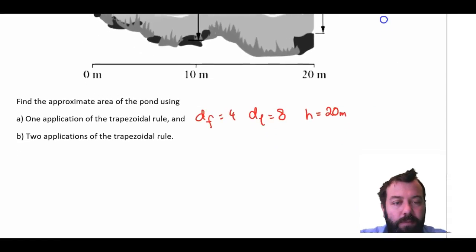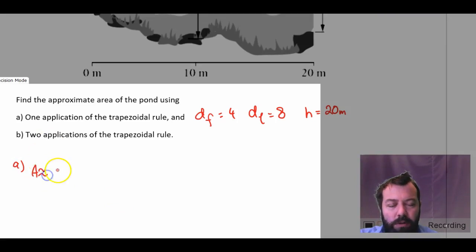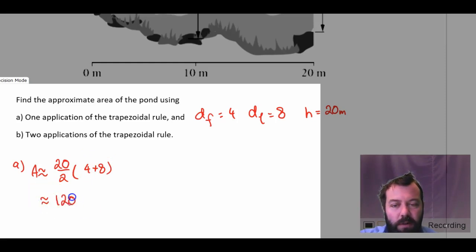So for part A, my area is approximately equal to, so we can use our formula. It says h over 2, so it's 20 over 2 outside of 4 plus 8. 4 plus 8 is 12, 20 over 2 is 10, 10 times 12 is 120 square meters. So that's for A.